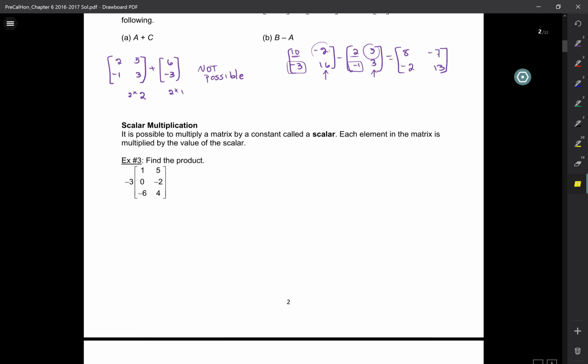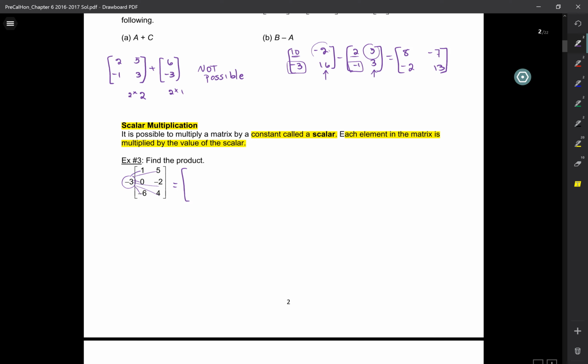All right, what is scalar multiplication? Well, in the world of matrices, there are matrices, and then there are numbers that are just plain old ordinary numbers called scalars. So a scalar is just a constant. And scalar multiplication is when you multiply a matrix by just a constant. And really, it's actually pretty straightforward. All you do is you multiply each element in the matrix by the value of the scalar. So it's massive distribution. If you have negative 3 times this matrix, you take the negative 3 and you distribute it to each and every single one.